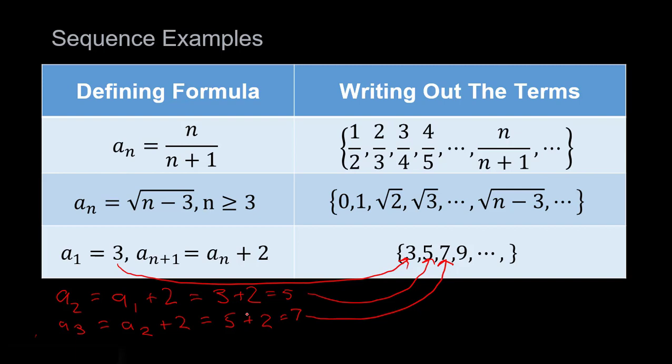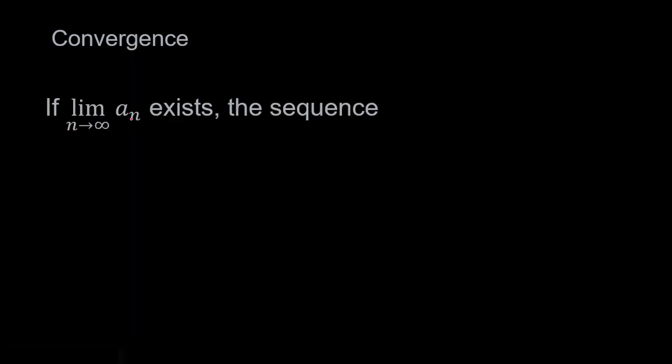But one more thing we're going to discuss in this video is convergence and divergence. So let's go ahead and define what we mean by that. Convergence of a sequence. If the limit of our sequence a sub n as n approaches infinity exists, then the sequence converges.